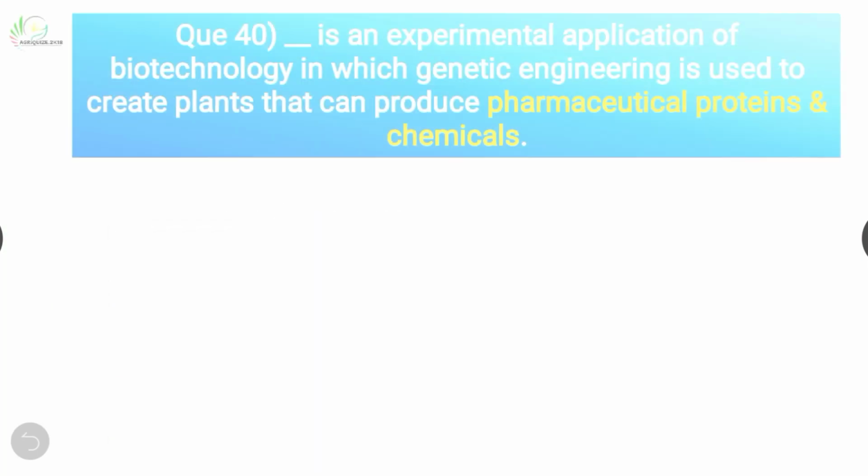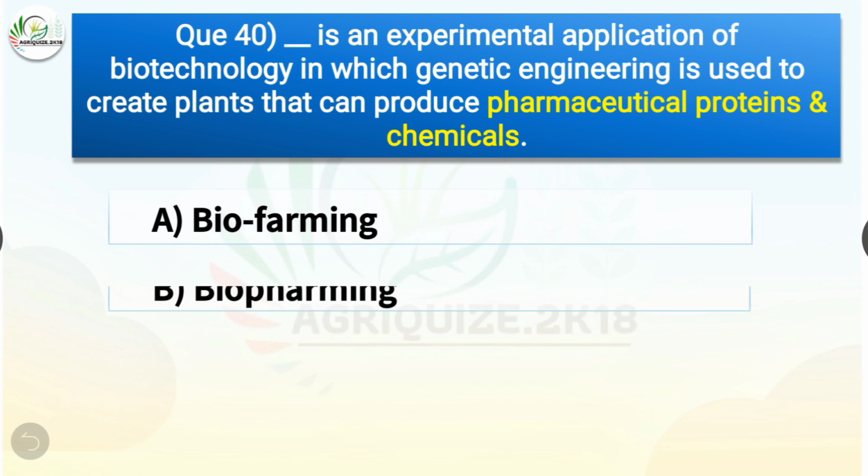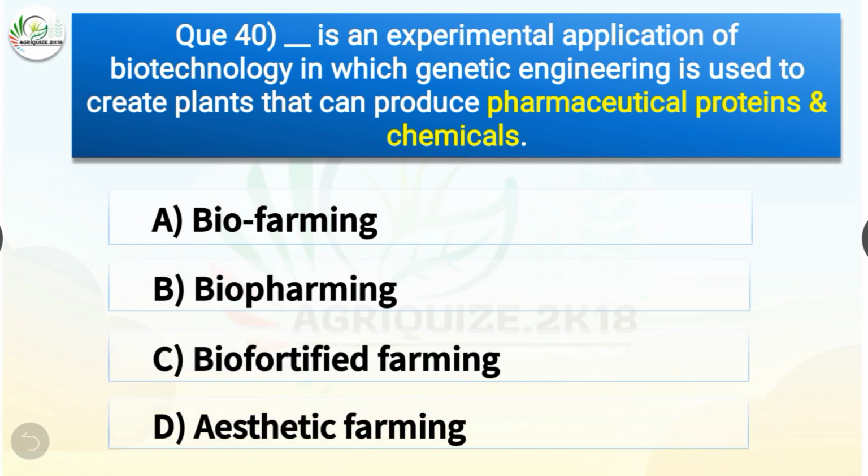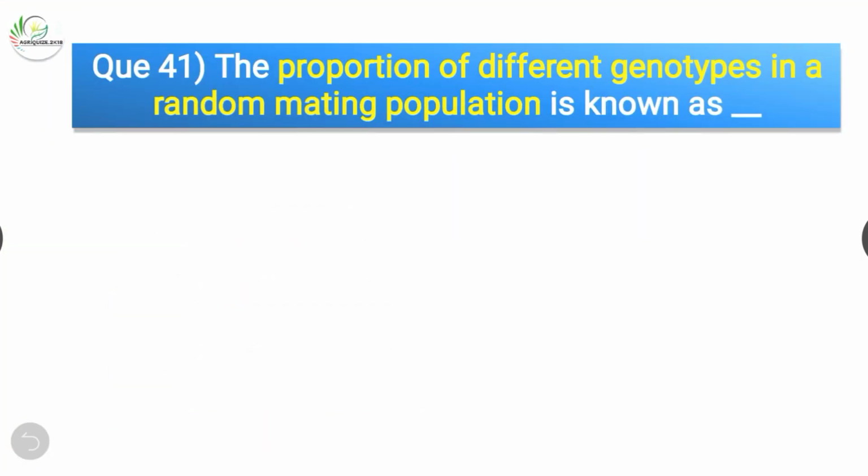Question number 40. Dash is an experimental application of biotechnology in which genetic engineering is used to create plants that can produce pharmaceutical proteins and chemicals. The correct answer is option B, biofarming. So biofarming is an experimental application of biotechnology in which genetic engineering is used to create plants that can produce pharmaceutical proteins and chemicals.